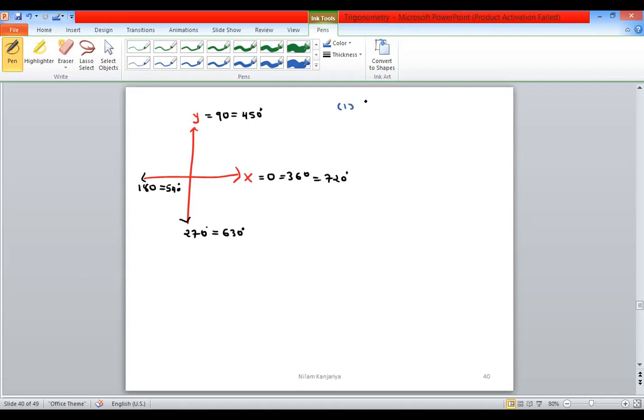The first note: your angle on the x-axis, that means this is called the x-axis, this whole line. This full line is the x-axis. So 0, 360, 720, 180, 450, all the angles are on the x-axis. So the note is, if your angle is on the x-axis, the trigonometric functions are not changed. The T ratios are not changed.